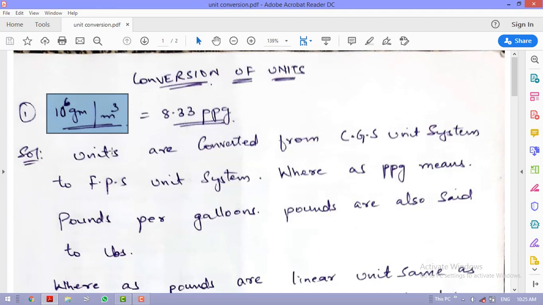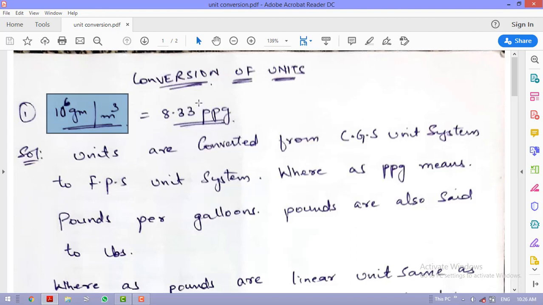So before doing that, let us see from which unit to which unit we are converting. These units are converted from CGS unit system to FPS unit system. As you all know, in the whole universe we have three kinds of unit systems. The first is FPS, meaning foot, pound and second. CGS is centimeter, gram and second. And the third one is MKS, meter, kilogram and second. So these are the three unit systems.